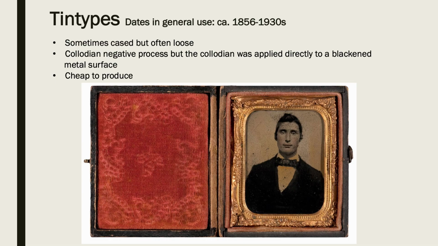Tintypes are another type of collodion negative process, but this time the collodion was placed directly on a blackened metal plate. Tintypes were often loose and were cheap to produce. This was also a format mainly popular in the United States. Because they were so cheap, they weren't seen as precious and would often be sent to family and friends through the mail.